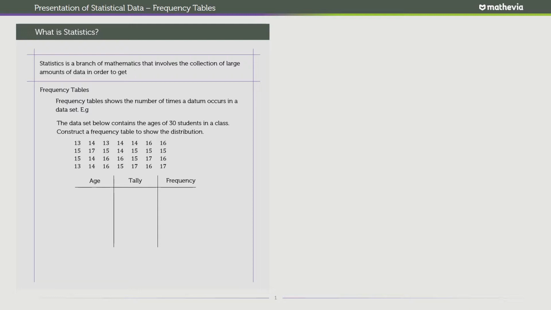Okay, it's actually quite simple. We'll get into it shortly. So we have age, tally, and frequency. Basically these are figures: 13, 14, 15, 16, 17. And all we're looking to find is how many 13s we have in our data set.